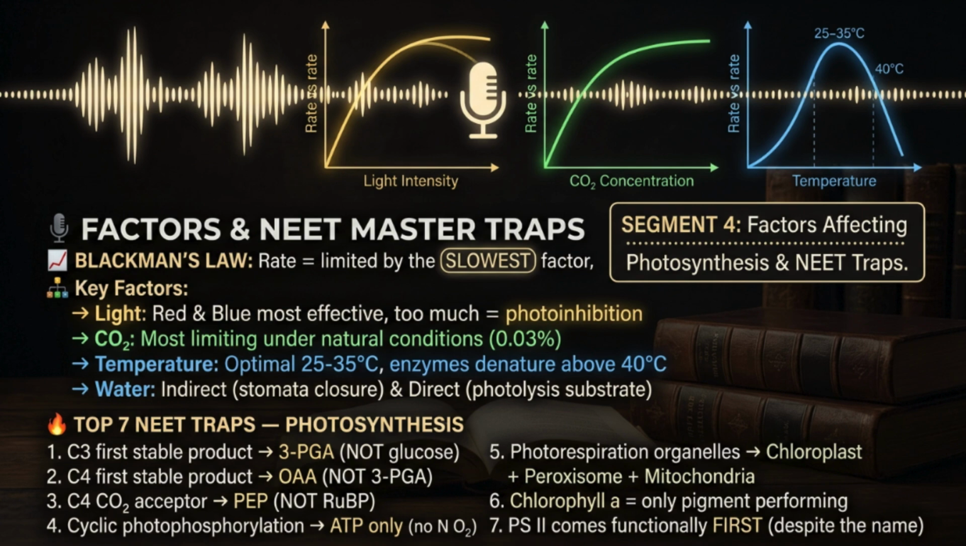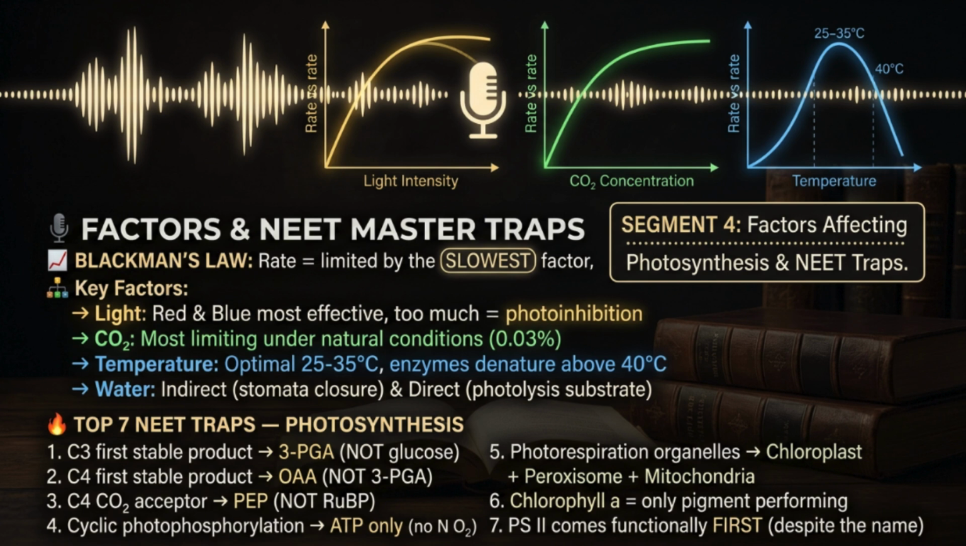Now, the 7 traps that have cost students marks in NEET. 1. First stable product in C3 is 3-PGA. Not glucose, not CO2, 3-PGA. 2. First stable product in C4 is OAA. 3. Primary CO2 acceptor in C4 is PEP, not RuBP.